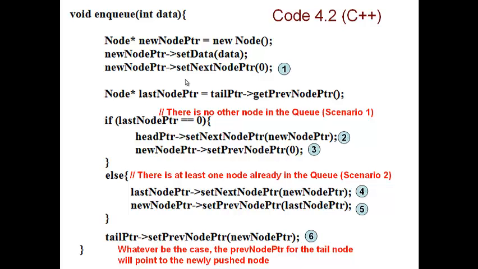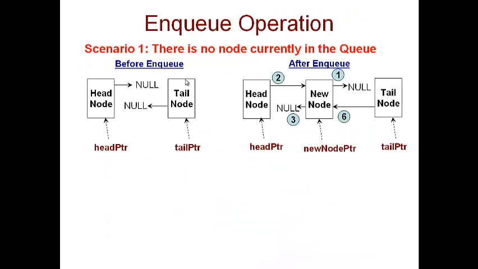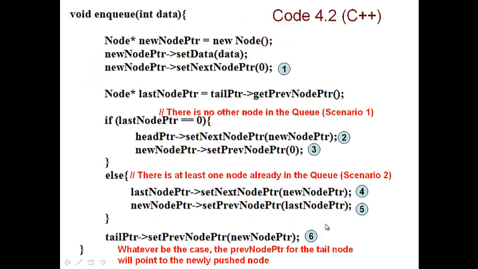So that's what I've shown here. The next node pointer for the new node should be set to null in both the scenarios. Alright, now you try to get the address of the node previous to the tail node. So tail pointer arrow get previous node pointer. You're trying to get the address of the node previous to the tail node and store that in last node pointer. If last node pointer is null, this is going to be similar to what we saw for a stack. If last node pointer is null, that means the queue is empty to begin with, because there's no node previous to the tail node.